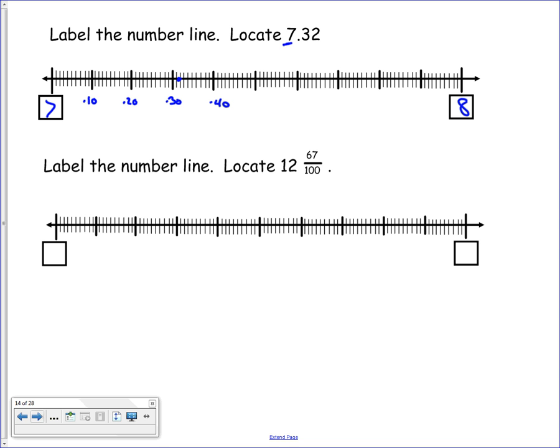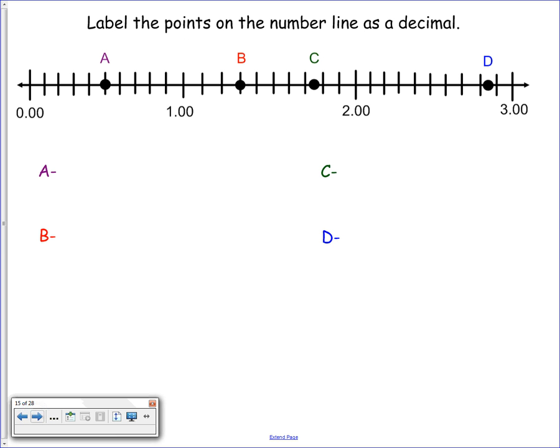Locate 12 and 67 hundredths. That's going to be between 12 and 13. This is 10 hundredths, 20 hundredths, 30, 40, 50, 60, 70. It's between 60 and 70. I'm going to count backwards. 70, 69, 68, 67. I accidentally put a mark there at 68. Try that again. 69, 68, 67. There we go. And I believe that's it. Oh no, I've got one more.